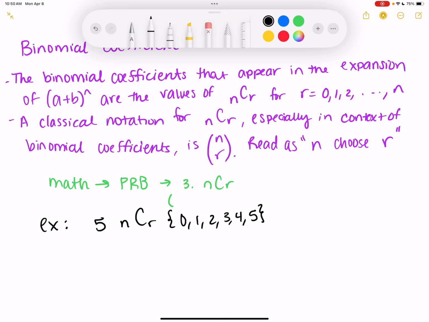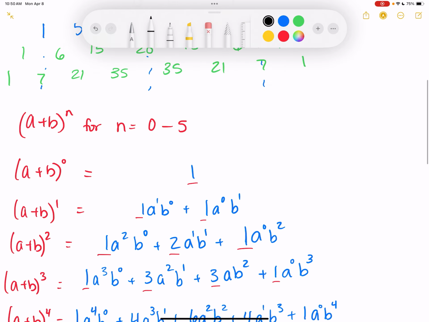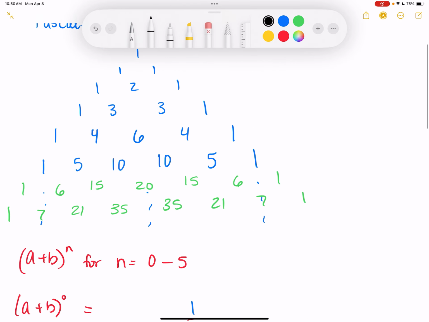Alright, so when you're done typing it in, it'll look like that. And then you hit enter and notice it produces 1, 5, 10, 10, 5, 1, which is exactly what we got from Pascal's triangle. So my calculator is doing a little different thing. So I put in 5, and I go to the NCR thing, and it puts the 5 in the N spot. Well, that's what's happening. The newer calculators are going to do it that way.